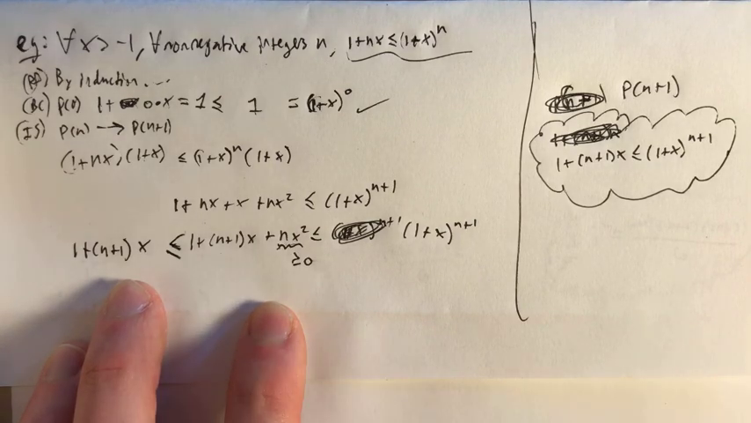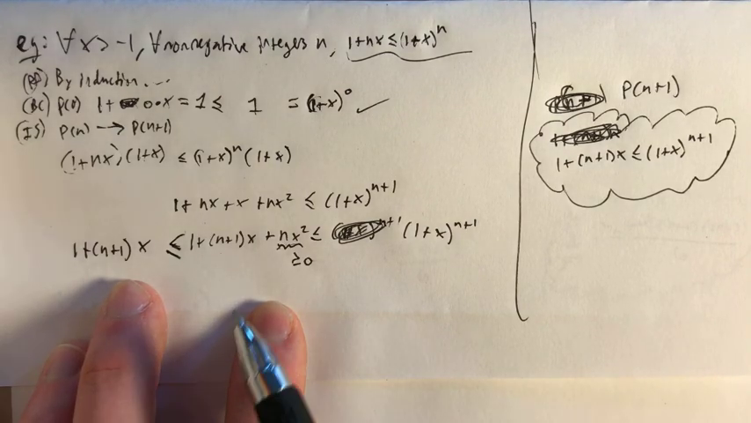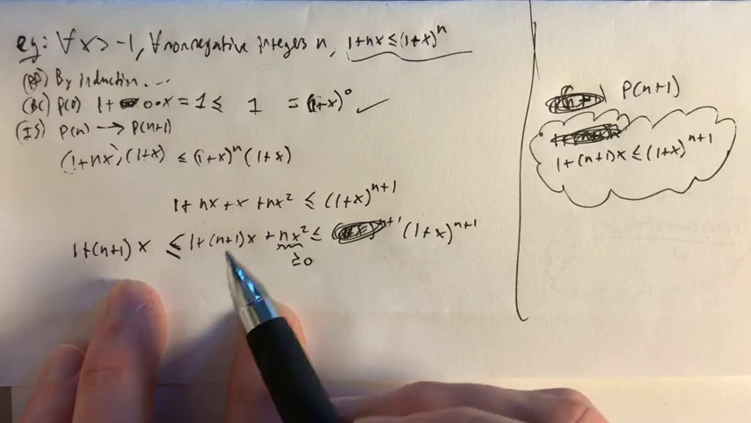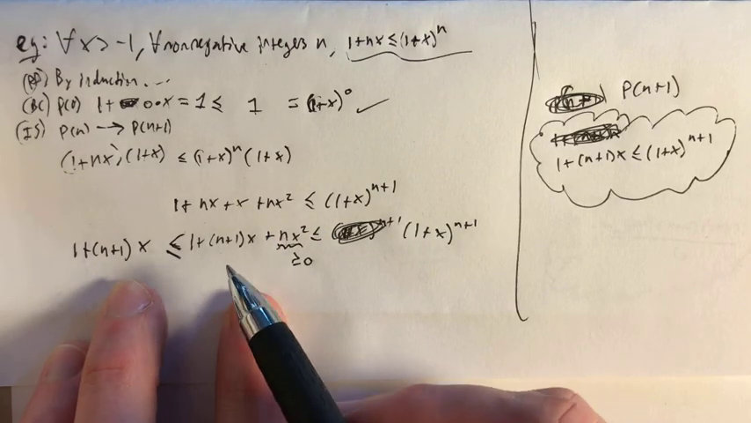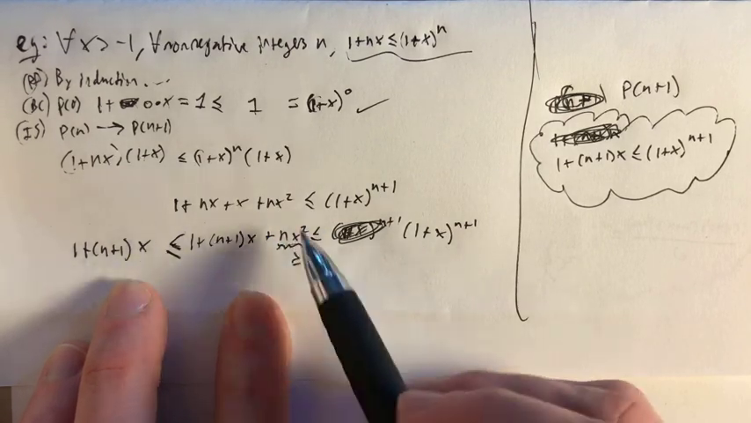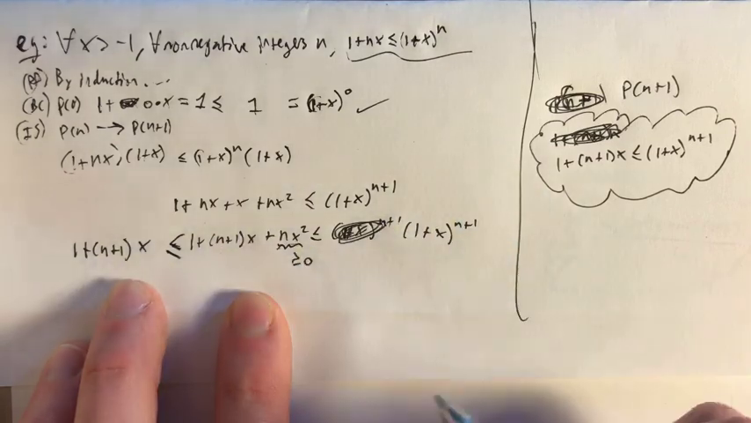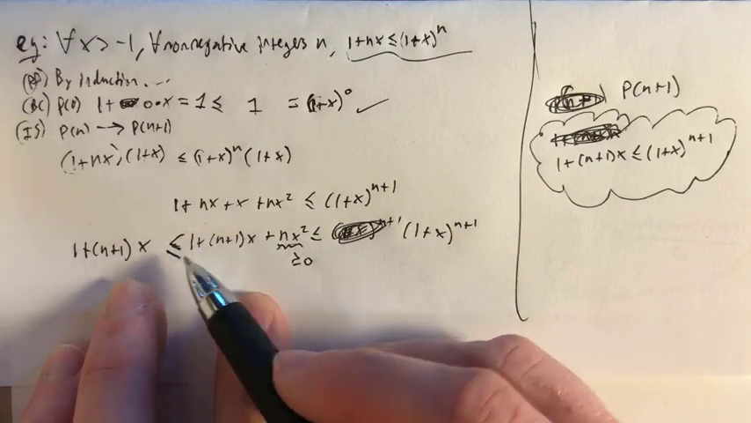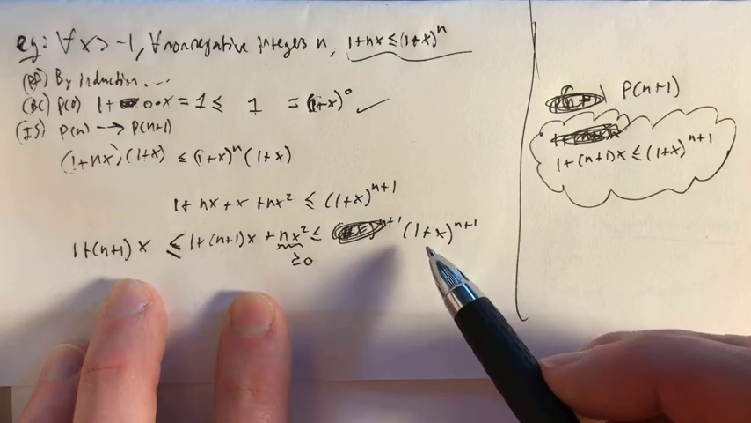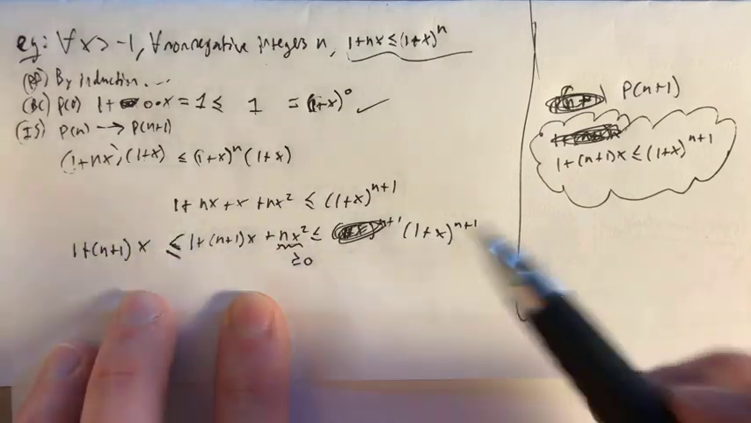Okay, this can be a little confusing, but let's suppose that I need to show you that some amount is less than this. But instead I show you some amount plus something is less than this. Well, then for sure that amount is less than this.